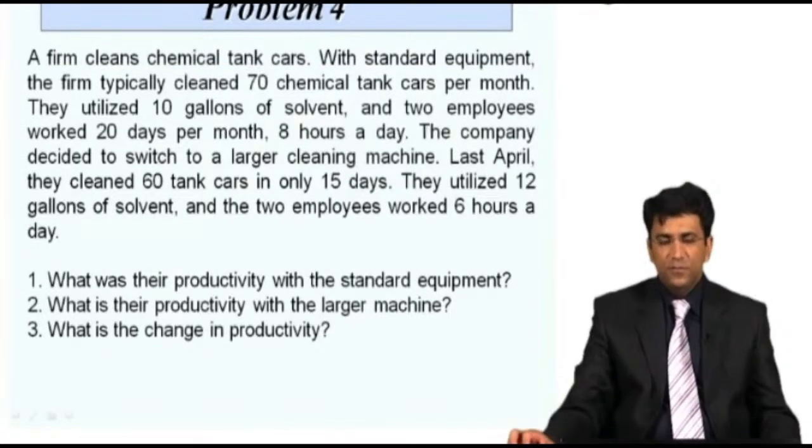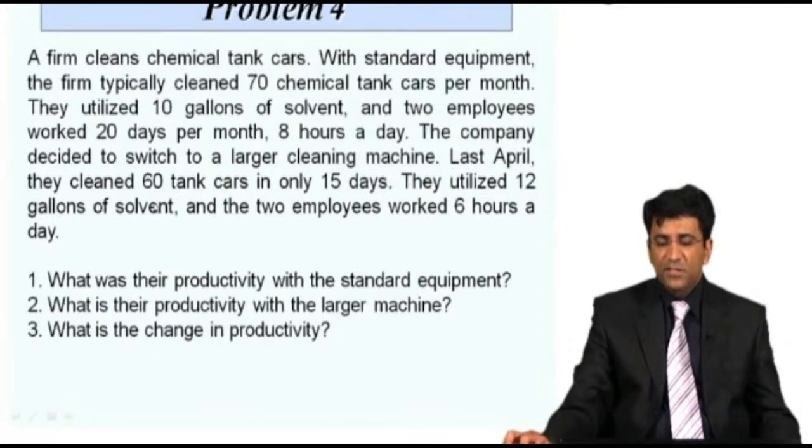This is the next example, students. A firm cleans chemical tank cars with standard equipment. The firm typically cleans 70 chemical tank cars per month. They utilize 10 gallons of solvent, and 2 employees work 20 days per month, 8 hours a day. The company decided to switch to a larger cleaning machine.